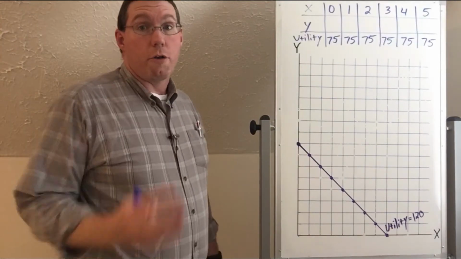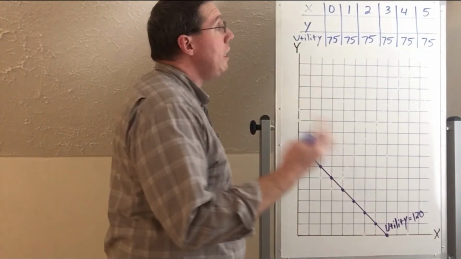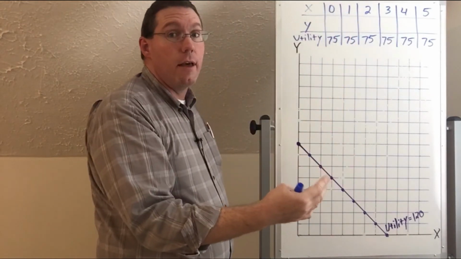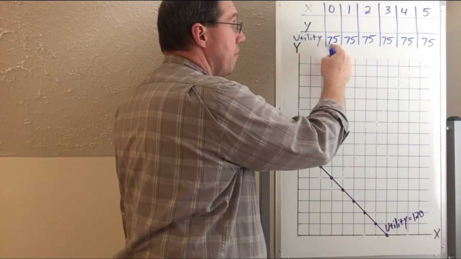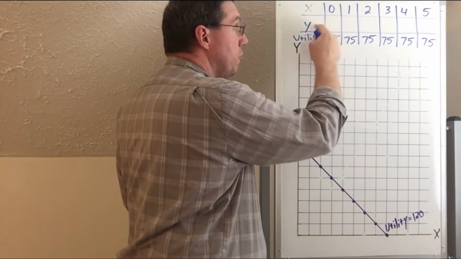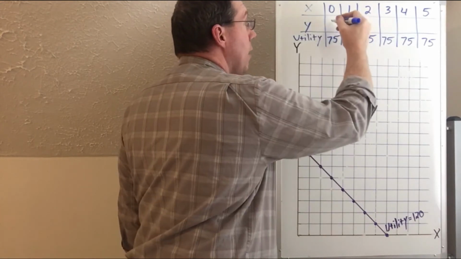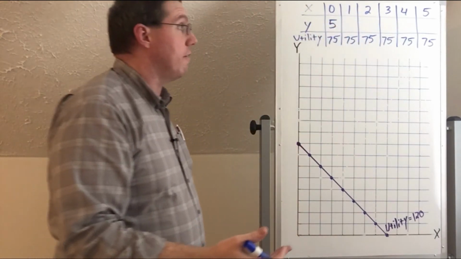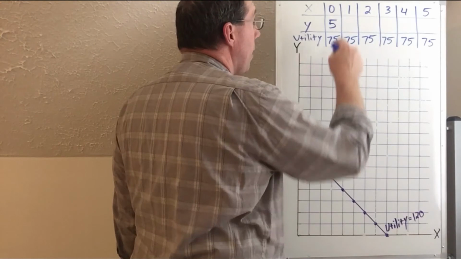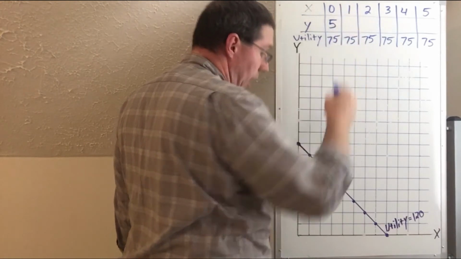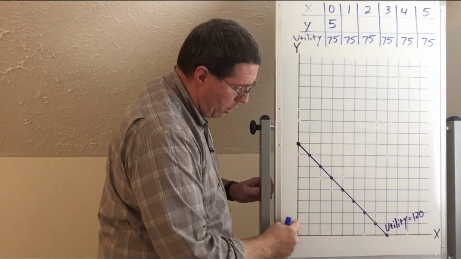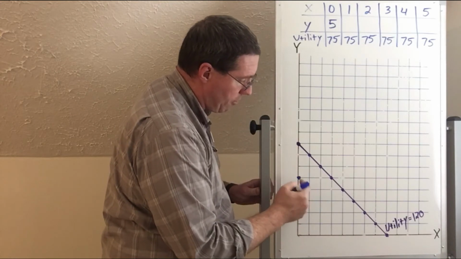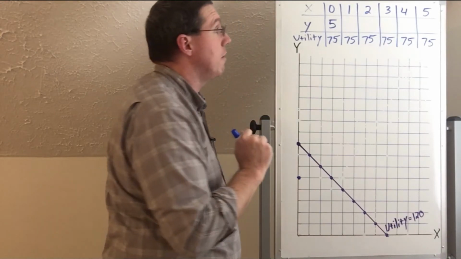All right, so if you look at the table, we know that if we choose 0 units of product X, then in order to have a utility of 75, we would have to get all 75 utility from product Y, and we know that 5 units of product Y will give us 75 utility. Okay, so one possibility is 0 and 5. So I'm going to come down here, go 0, 1, 2, 3, 4, 5, and put a dot right here. That represents a utility of 75.